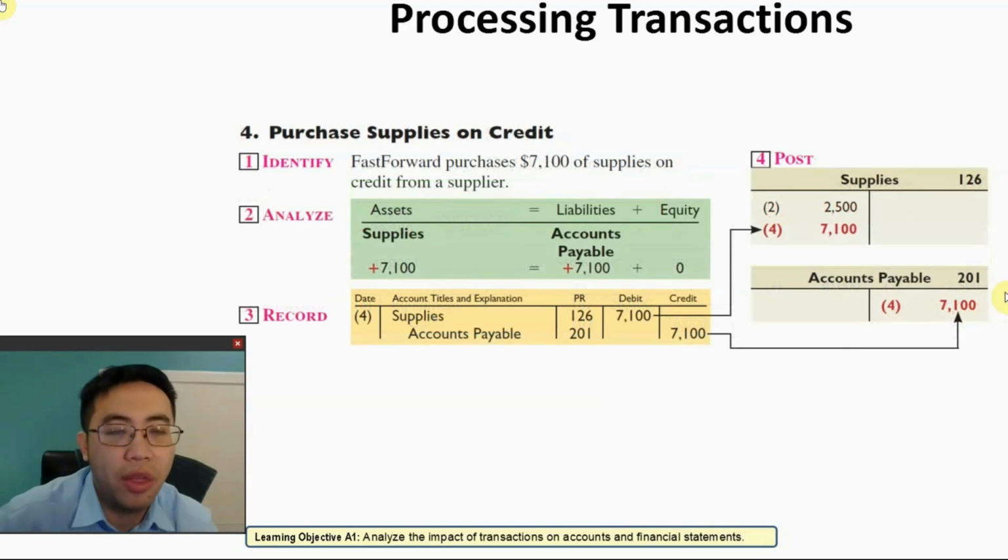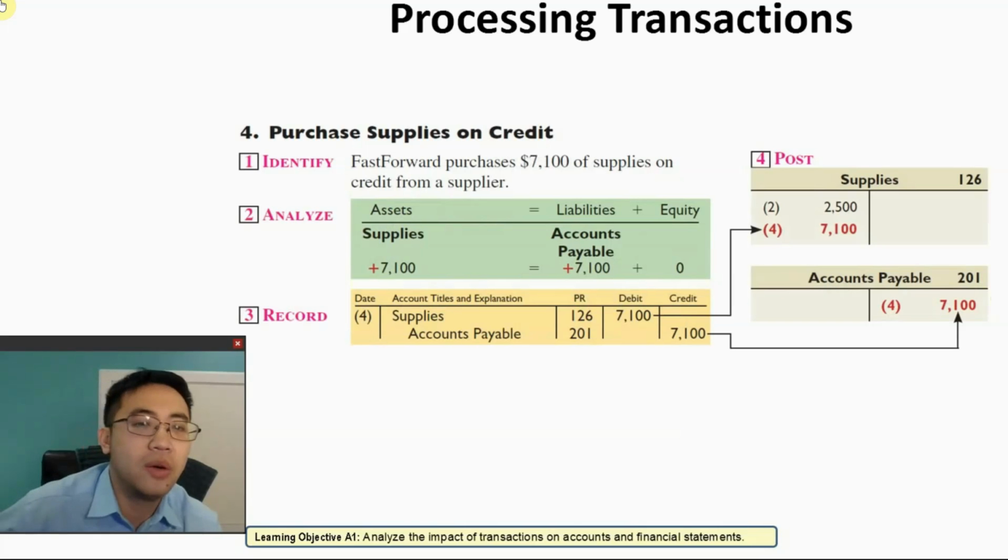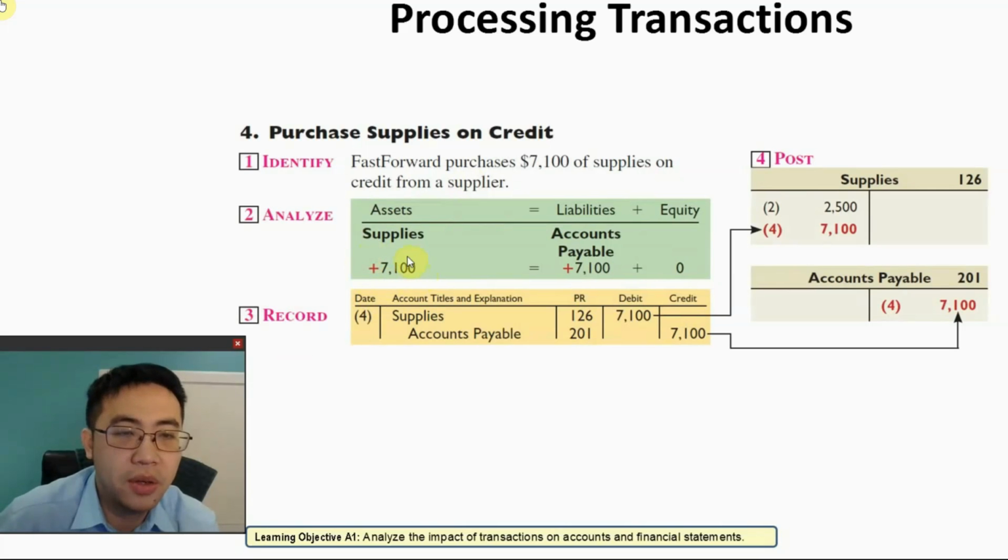Now, this fourth transaction, the company purchases $7,100 of supplies on credit from suppliers. This time, no cash got involved. When you buy the stuff, you do not pay in cash. You will pay in a later period, but as long as the expense is recognized, there should be a recording. So what happens is your supplies get increased by $7,100, and on the liabilities, you have more bills to pay, and you have accounts payable increased by $7,100. That is your obligation, which makes you deliver this amount of money in the future.